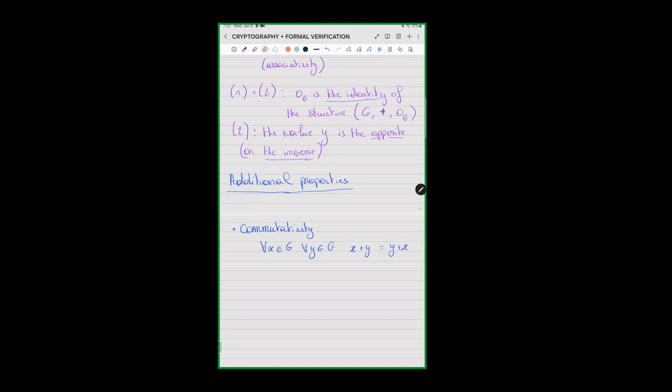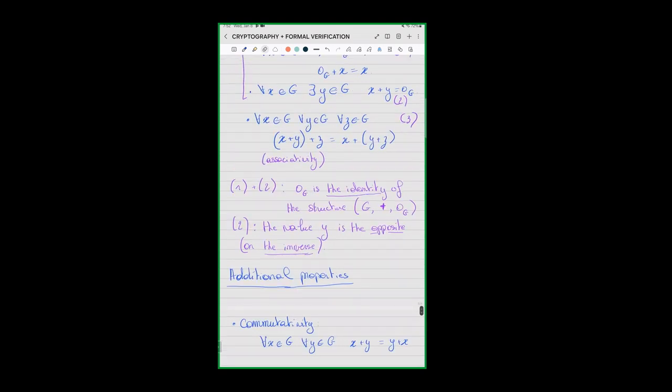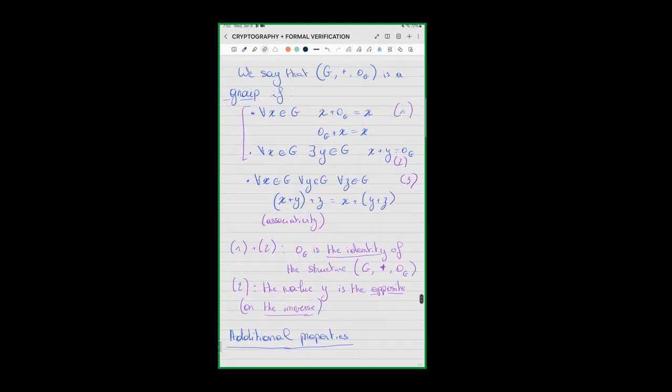Not all groups are commutative. There exist some sets G, some operations plus, and some elements 0 also in G, such that the operation is not commutative. It's not going to be useful in cryptography. I think we never use it, off the top of my mind, so we're not going to use it. But that can be a good exercise to find one.